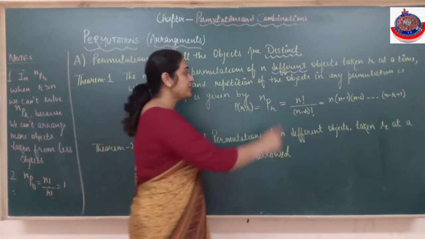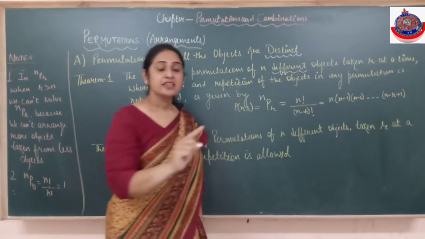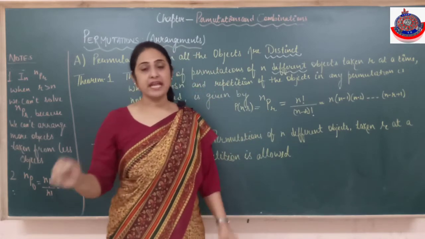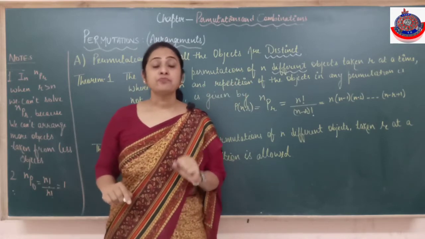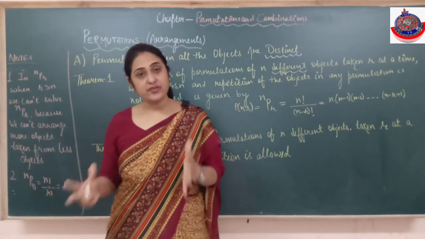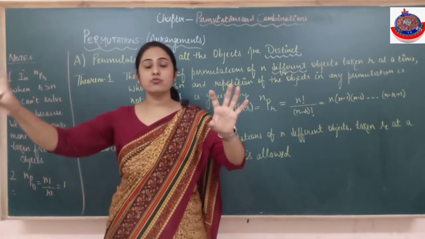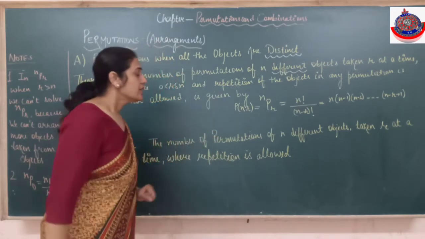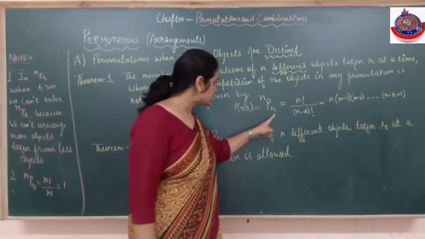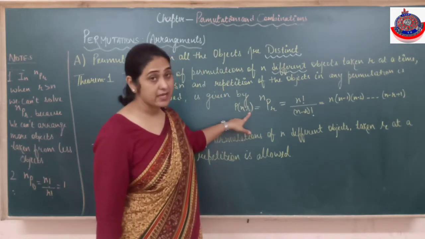nPr: n total objects we are going to arrange, taken r at a time. That means 30P10: from 30 students I have to arrange 10 students. Is it clear? I have to arrange those 10 children in different competitions. There will be no repetition. So nPr can also be written as P times nr, meaning out of total n, r are picked at a time.